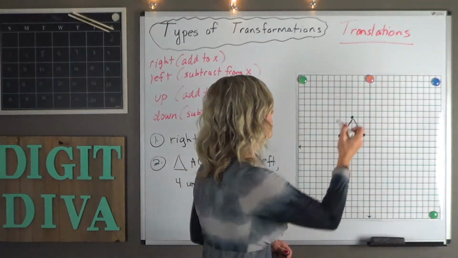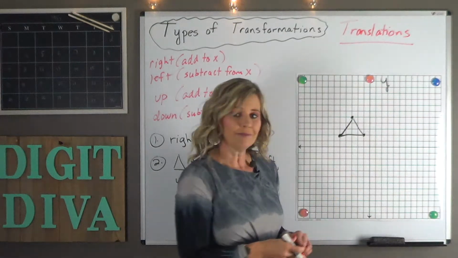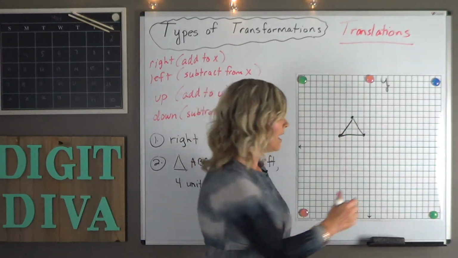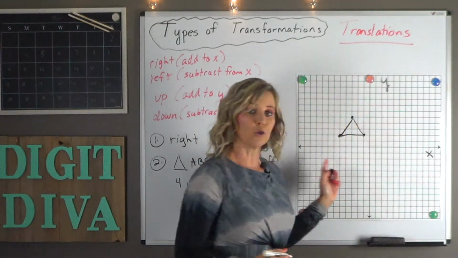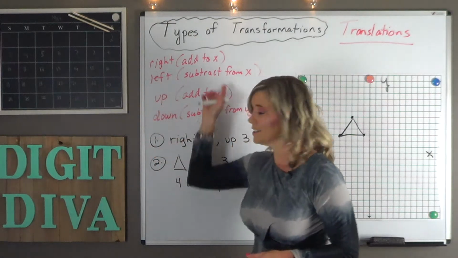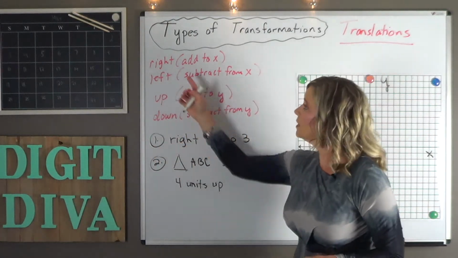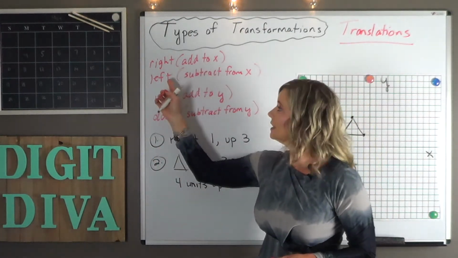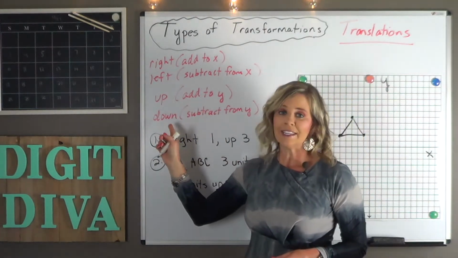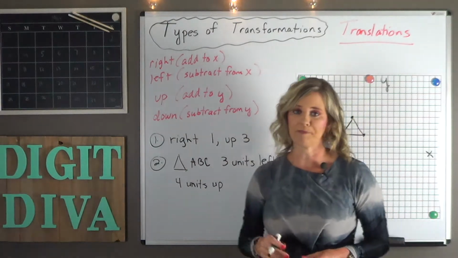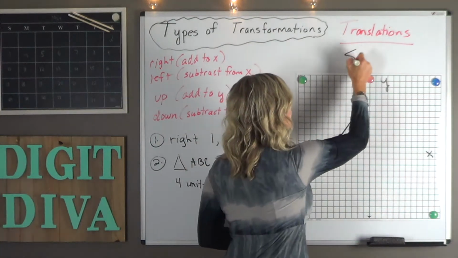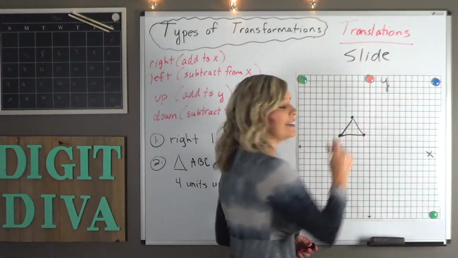So remember, our y-axis is our vertical axis. We go up or down on this axis. Our x-axis is our horizontal axis, and we move left and right. So if I go back to these rules, right means you're adding to x, left means you're subtracting from x. Up means you're adding to y, down means you're subtracting from y. So a translation is simply a slide, okay? So its nickname is a slide.